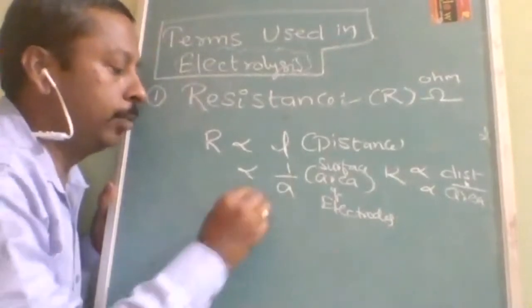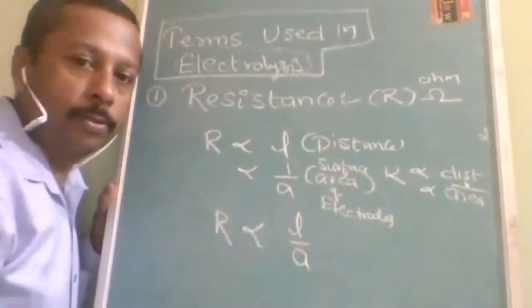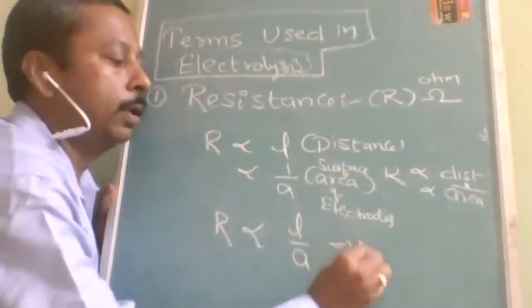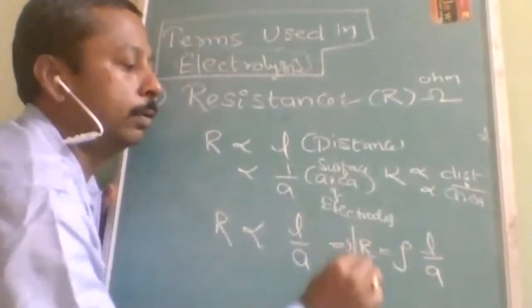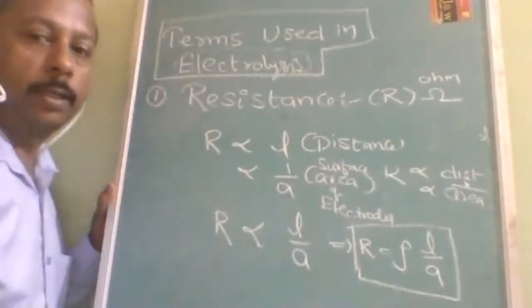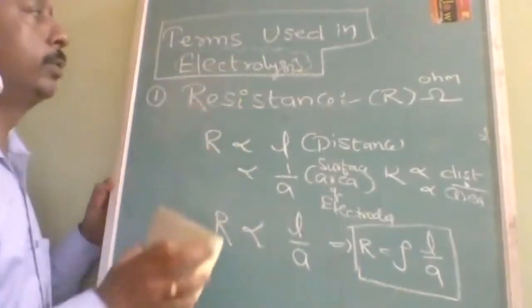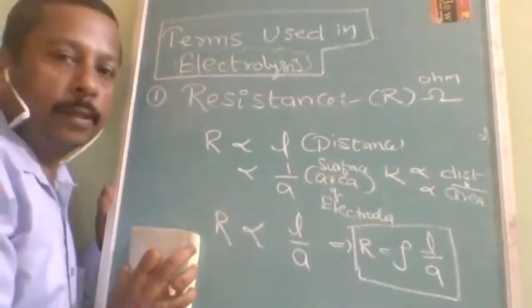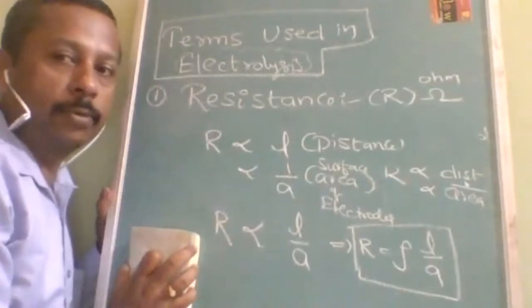So instead of writing both separately, we can write it as R directly proportional to L by A. Then R is equal to rho into L by A. Here two new terms are used. We are going to study only the terms here. The first term, everybody is aware of now: resistance and what factors it depends on.